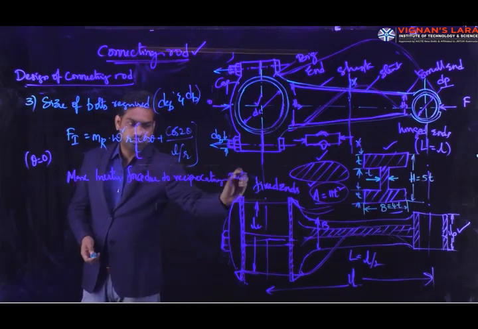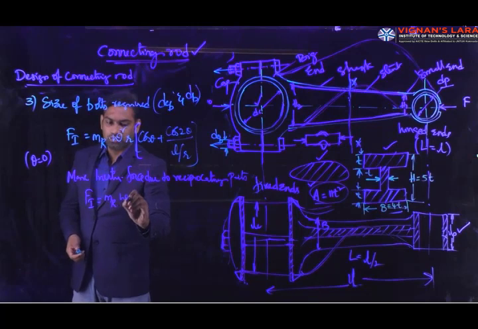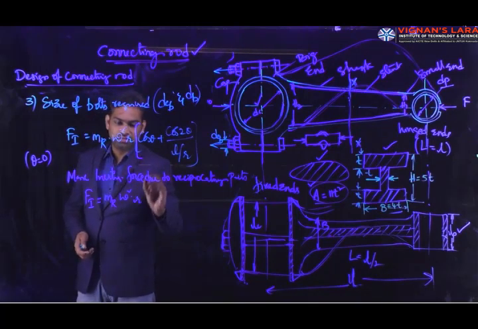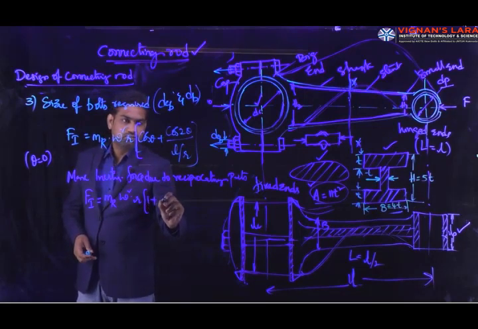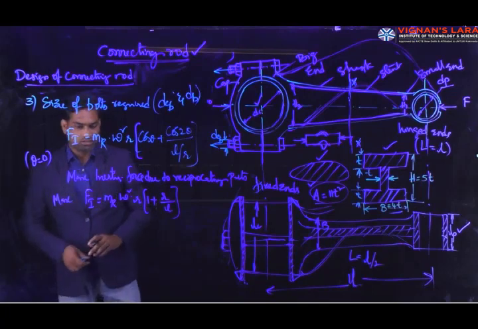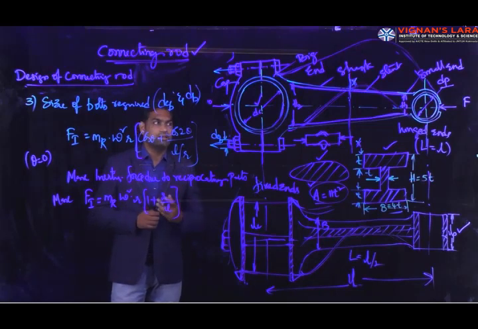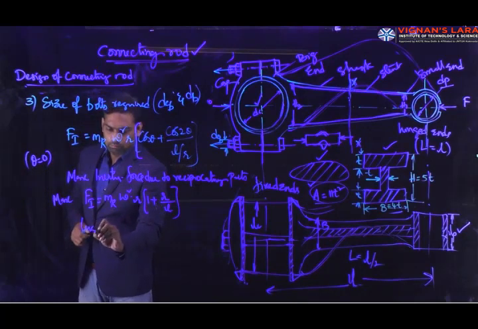So the maximum inertia force due to reciprocating parts, Fi, is given by mass of reciprocating parts into omega square, where omega is the angular speed of the engine in radians per second, and r is the crank radius, into 1 plus r by L. This is the maximum inertia force due to the reciprocating parts that you can obtain when the piston is at the top dead center. And this maximum inertia force is going to be equated to the tensile force acting on the bolts.